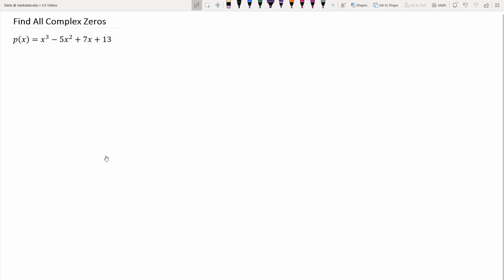The focus of this lesson is on finding all the complex zeros of our polynomial p of x. And the process that we use is similar to the process that we use for finding all real zeros. We're going to find the possible rational zeros as our first step. We're going to use Descartes' Rule of Signs to determine the number of positive and the number of negative zeros. Then we're going to do our upper bound and lower bound testing using synthetic division while simultaneously finding the zeros.